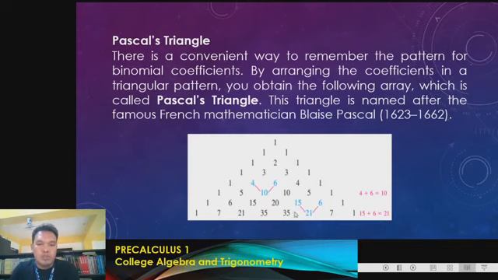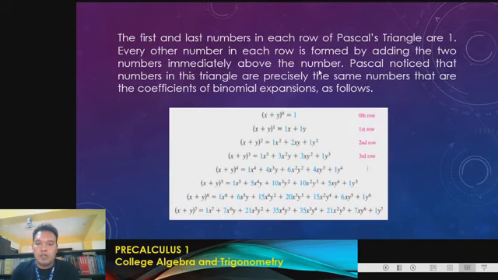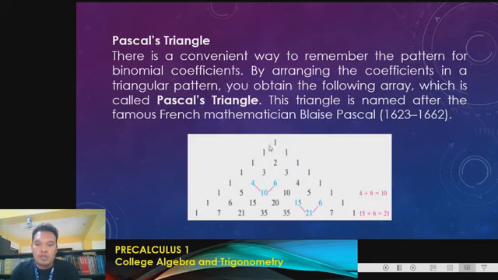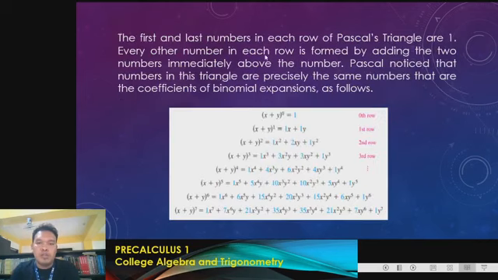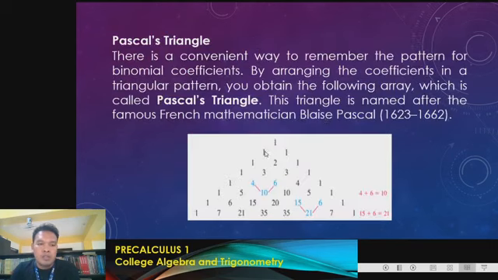So, kung mapapansin nyo dito sa Pascal's triangle natin, we have 1, 1, 1, 1, 2, 1. So, kumbaga 1 plus 1 is 2. Then, 1, 3, 3, 1. 1 plus 2 is 3. 2 plus 1 is 3. No? Kumbaga, habang bumababa siya, nag-add lang naman yung nasa taas, no? So, the first and last number in each row of Pascal's triangle are 1. So, ito nga yan, yung kanina. Ito yung first and last number. So, we have 1 na coefficient. Every number in each row is formed by adding the two numbers immediately above the number. So, dito nga, yung sabi ko kanina, nag-add lang naman yung nasa taas, no? Tapos yun na yung magiging value ng sa baba. Ganito, no?